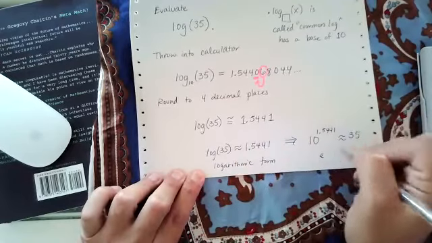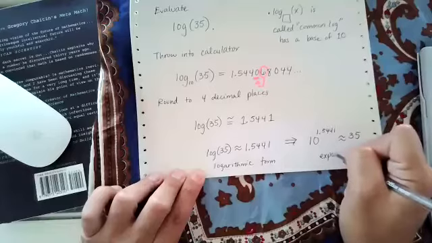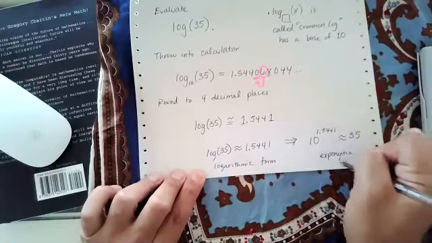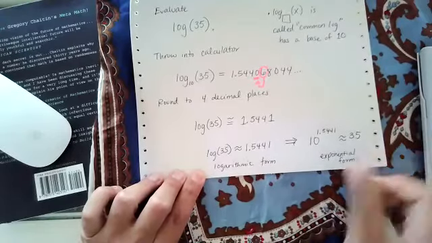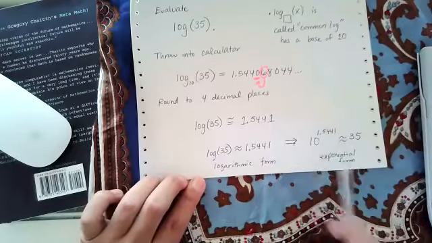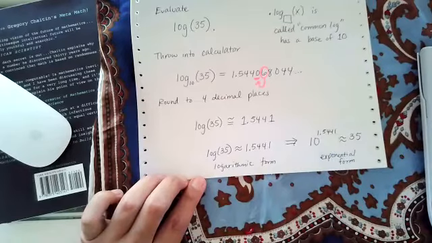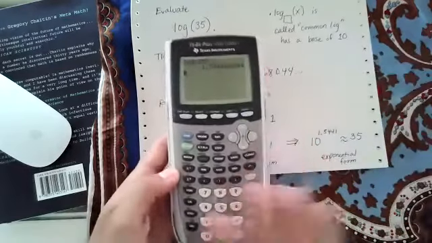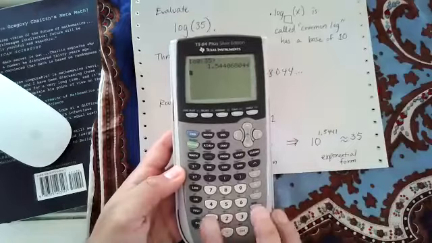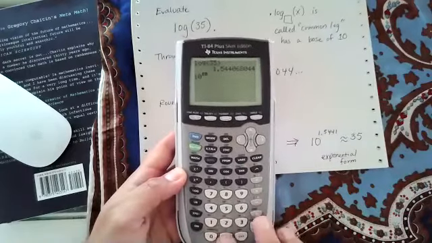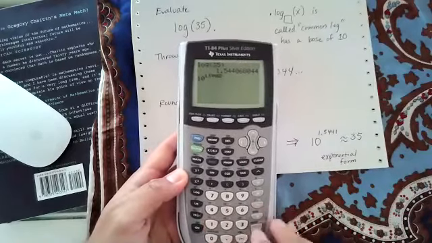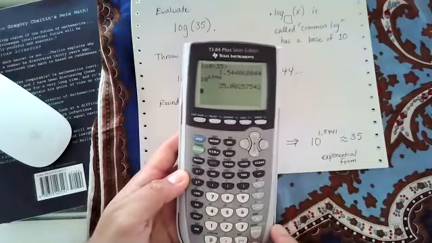And if we wanted to understand it a little bit better, we could switch into exponential form, which I think has a more intuitive understanding. 10 raised to this number should get us pretty close to 35. And let's see if the calculator can get it pretty close. So 10 raised to the 1.5441, pretty close to 35.